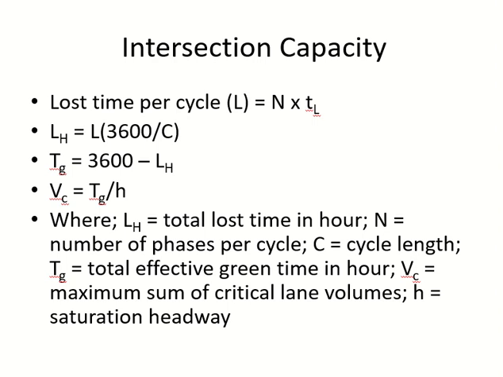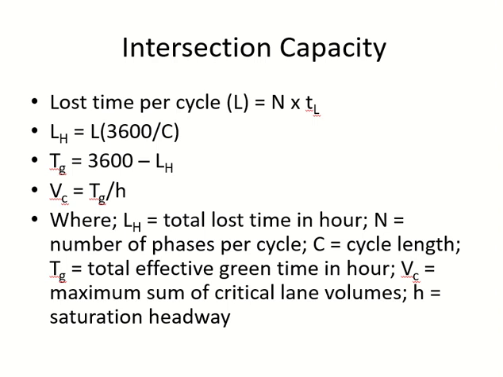Okay, now here what is C? Number of cycles. No, time of one cycle. And what was L? Lost time in one cycle. Okay, and this L came from where? What is N? Number of phases. What is TL? Lost time in one phase. Clear? Okay.